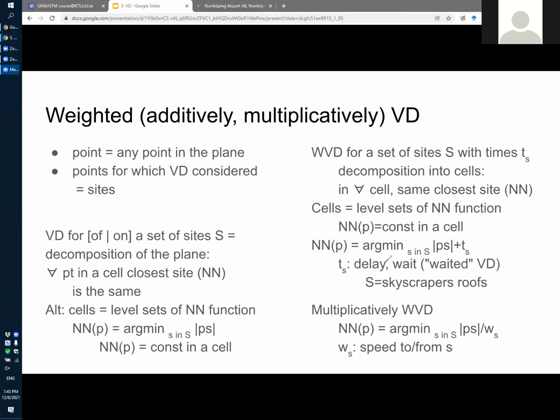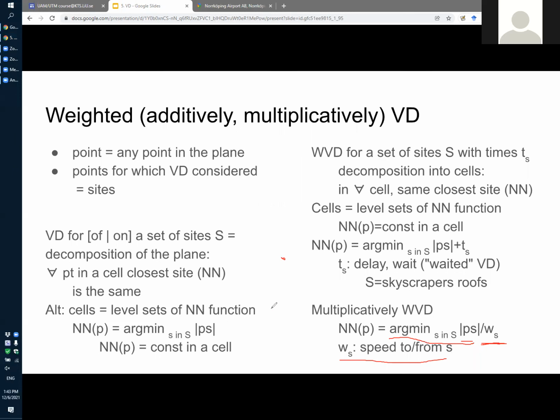And in a similar way, you can define the multiplicatively weighted Voronoi diagram. Again, it's decomposition into cells with the same closest site in every cell. But this time, closest means not just the distance, but you are also dividing by the weight of the site. And you may think of it as the speed of a drone that starts from a certain site.